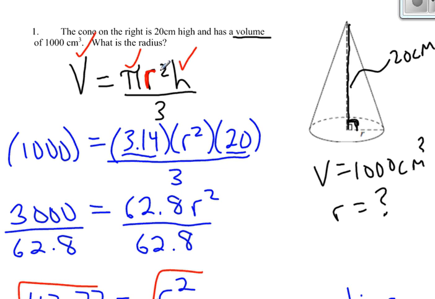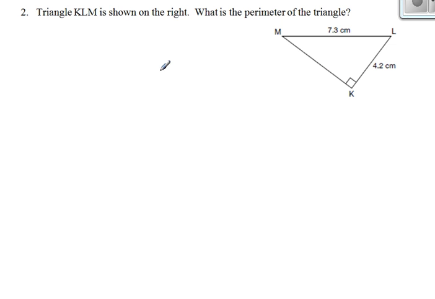Good, so let's look at the next question. It says triangle KLM is shown on the right. So here's the triangle, and remember that triangles are identified by their vertices, and their vertices are always labeled with capital letters.